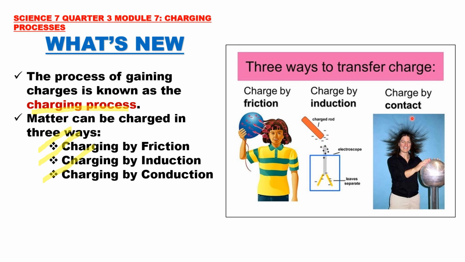And in charging by conduction, it involves the contact of a charged object to a neutral object. So, here, ang charged object natin ay itong sphere na ito, itong metallic sphere na ito. So, nung hinawakan nung girl yung metallic sphere, the charge was transferred from the metallic sphere to her. Tapos, ito yung naging effect. Nag-rise yung kanyang hair.